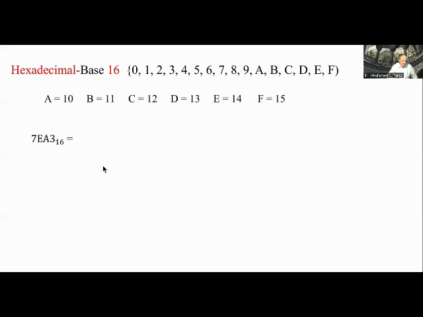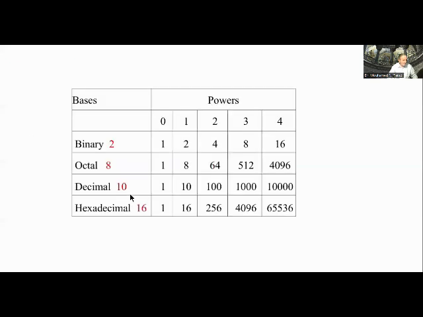So now how do you turn it into a base 10 decimal number? You multiply by the powers of 16 to the power 0, to the power 1, to the power 2, to the power 3. You do the math and you get 32,419 in base 10.